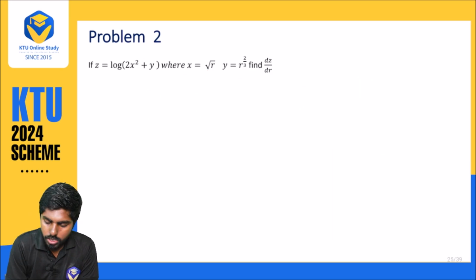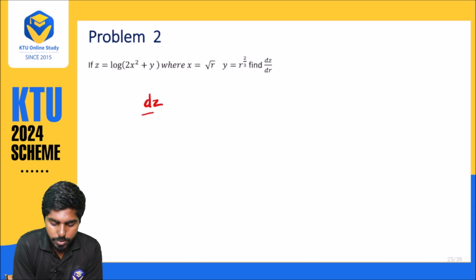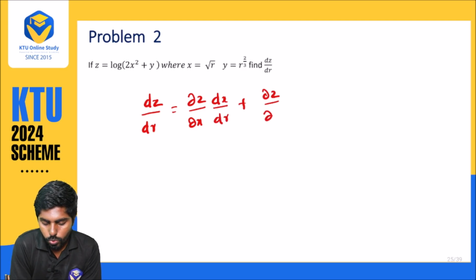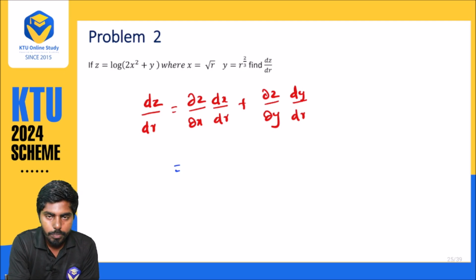So what is the formula? The formula is dz by dr, that is nothing but dou z by dou x into dx by dr plus dou z by dou y into dy by dr. So just to substitute the values, let us apply them.